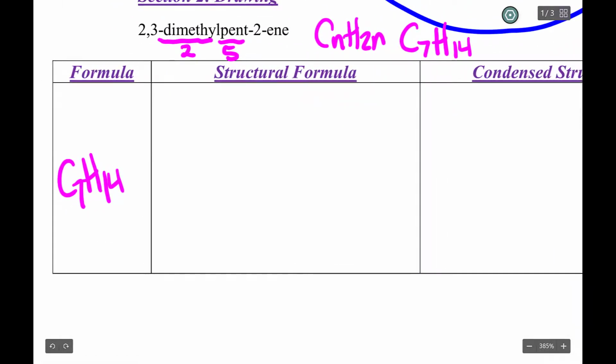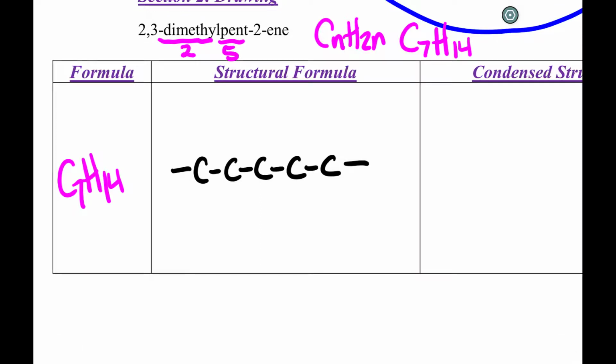Now, a structural diagram or structural formula for this is going to show all of the bonds. It's going to show all of the carbons and hydrogens, etc. So I'm going to start with my longest continuous chain, which is 5 carbons. That's my pent. Then I'm going to put my double bond in on the second carbon. So I'm going to put a double bond there.